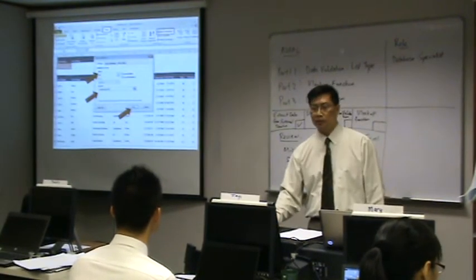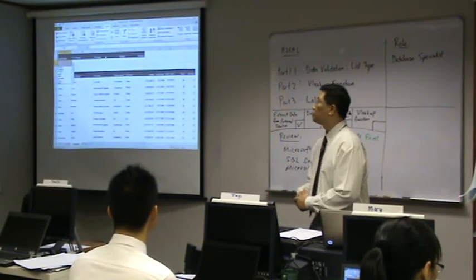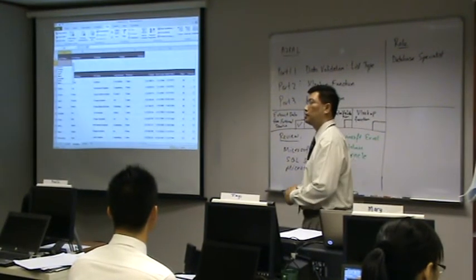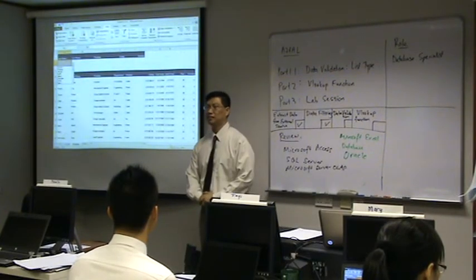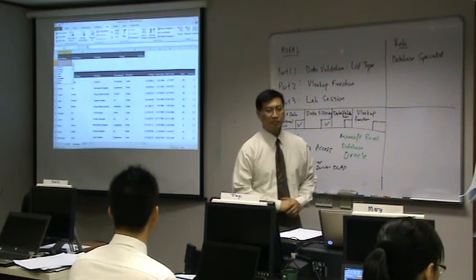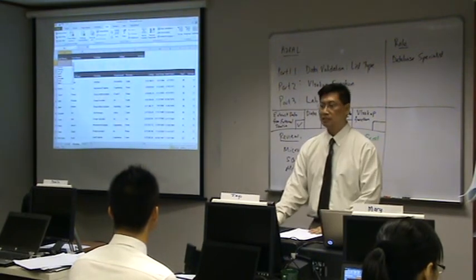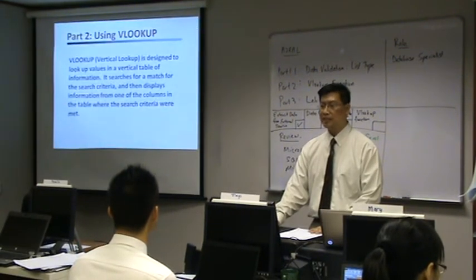Once you have clicked OK, you'll see a list of people that you can get based on the database that you have specified. Okay, so that's database validation, the list type.